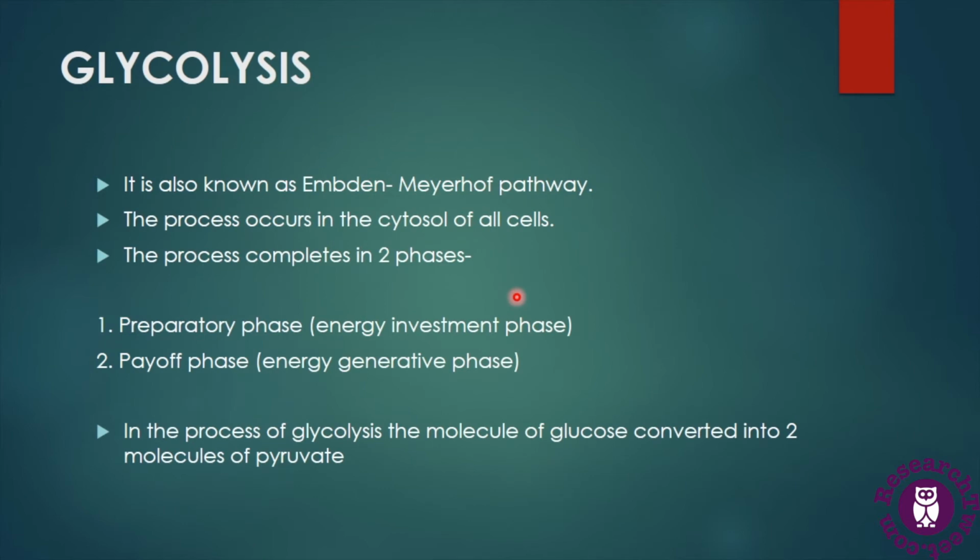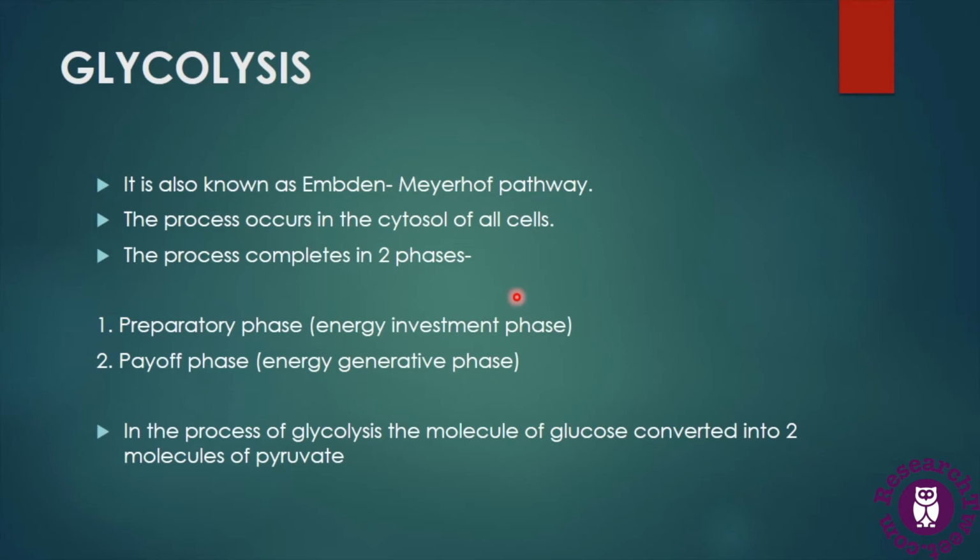The first step of cellular respiration is glycolysis, which is also known as the Embden-Meyerhof pathway, named after its discoverers. This is the only process of cellular respiration which occurs in the cytosol of the cell, and the other 3 reactions complete in the mitochondria. This process completes in 2 steps. The first one is the preparatory phase, which consumes energy, and thus it is also called the energy investment phase, because in this phase we invest energy, or ATP.